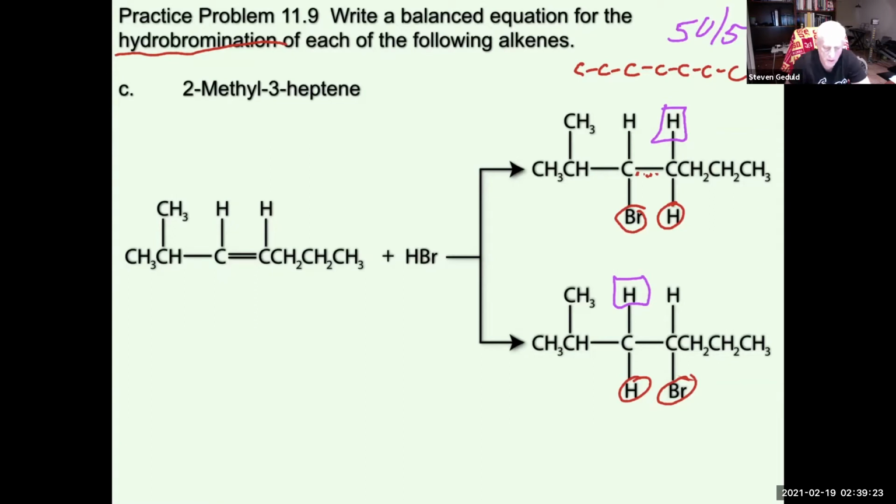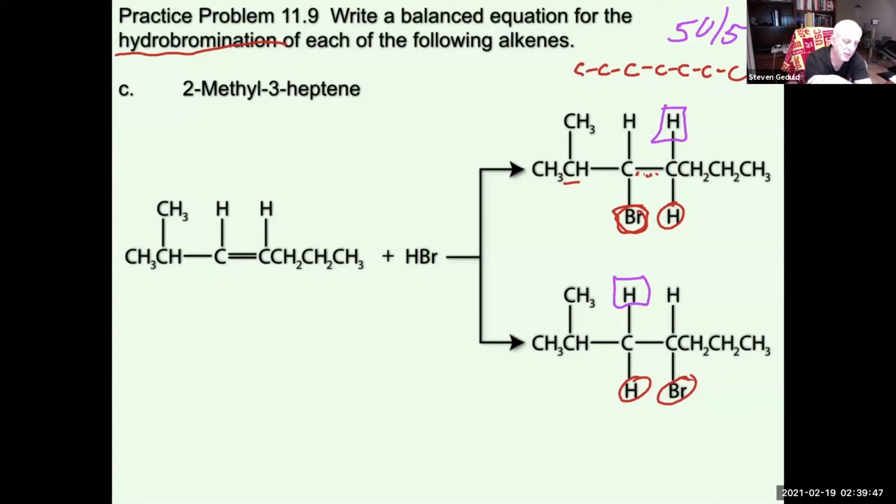So we look at the compound on the top, and that's our 2-methyl-3-heptene. Now it just becomes heptane. There's a methyl group at number 2. That hasn't changed. And now we've got a bromine at number 3. So this is going to be 50-50, and it's going to be 3-bromo-2-methylheptane.